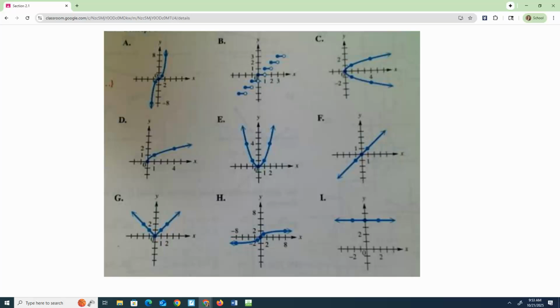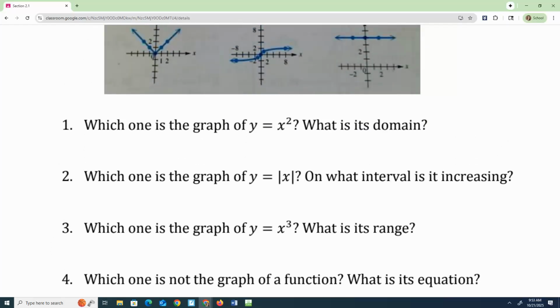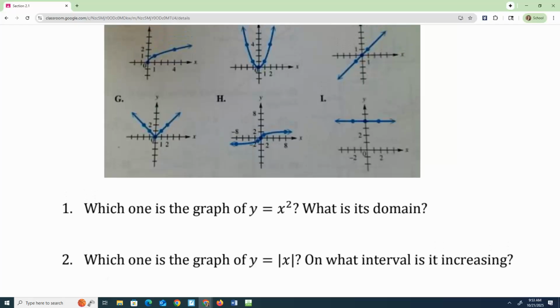0 to positive infinity. You should also, some of those questions, remember, would ask you things like, when is it increasing? So number 2, which one is the graph of the absolute value function? G, because we're looking for that V. Where is it increasing? Can you tell me where this graph is increasing? 0 to infinity. So you should be able to look at the graph to answer questions about domain, range, increasing, decreasing. All right, any questions about that?